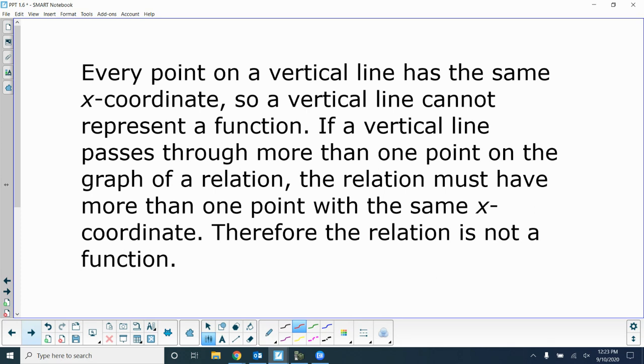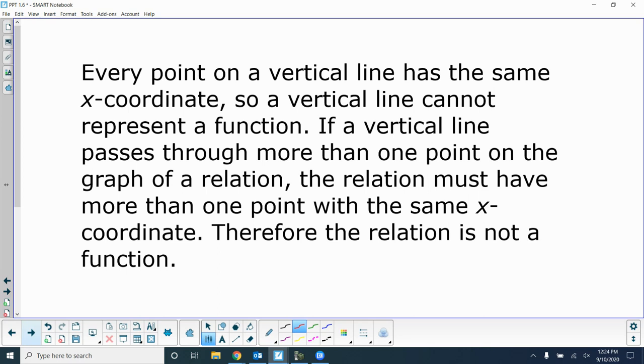So if a vertical line passes through more than one point on the graph of a relation, the relation must have more than one point with the same x coordinate. Therefore, the relation is not a function. So they're going to give you pictures of graphs. And they're going to ask if it's a function or not. And in your mind, you're going to draw what?